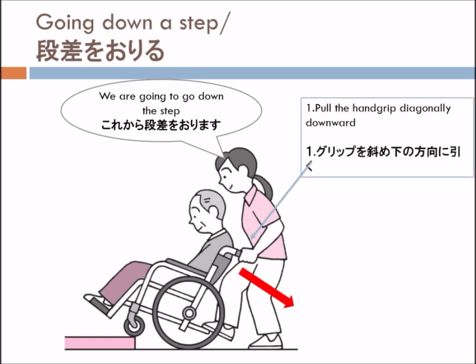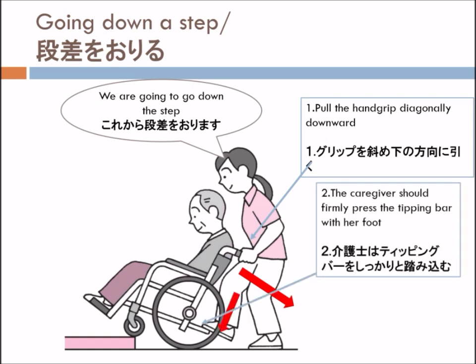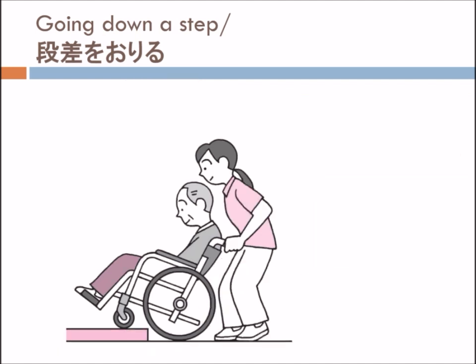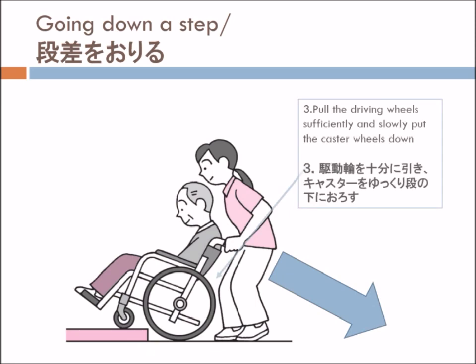First, pull the hand grip diagonally downward. Second, the caregiver should firmly press the tipping bar with her foot. Third, pull the driving wheel sufficiently and slowly put the caster wheel down.